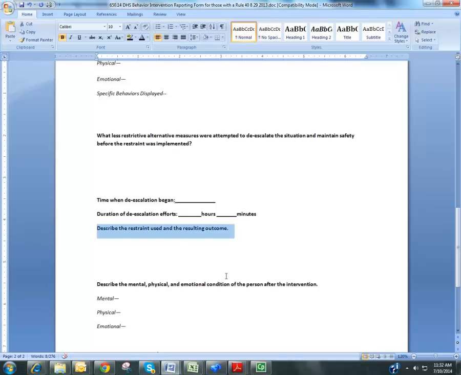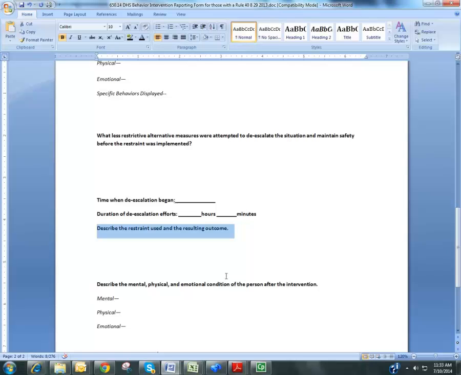In this section you will describe the restraint that was used and the resulting outcome. It is important that you are detailed about the restraint. Do not simply name it as a one-person restraint or a two-person restraint. Actually describe what it looked like, for example, the staff stood behind the person and held on to his one arm with both of the staff's hands, or you may indicate that two staff restrained him. Each of them held on to one of his arms next to his side as he was standing up.